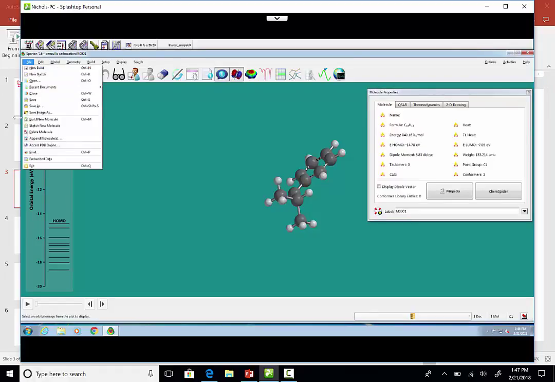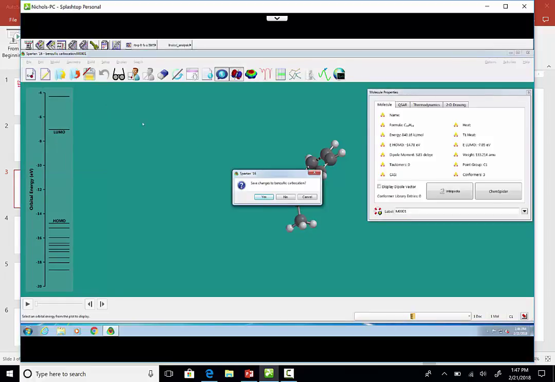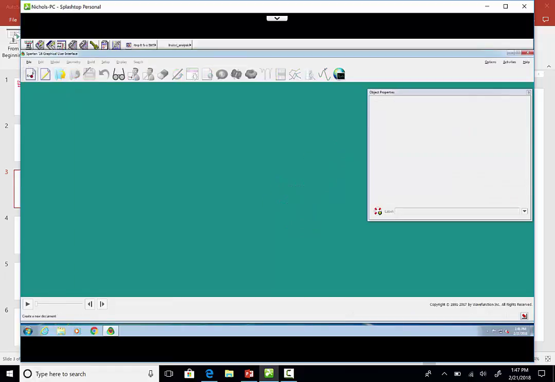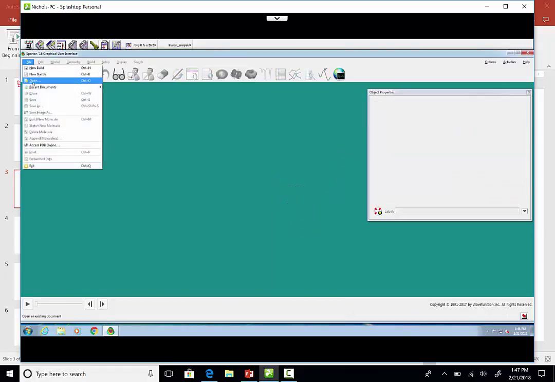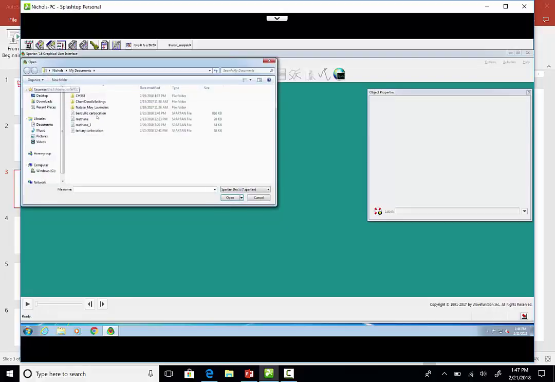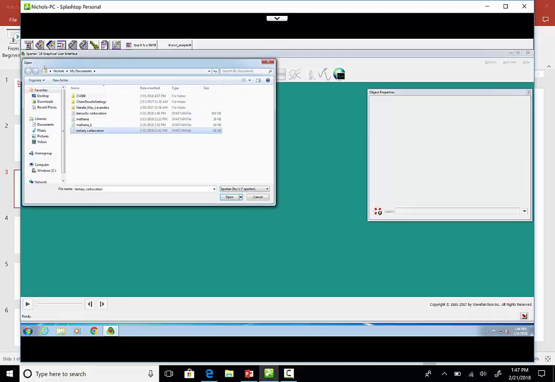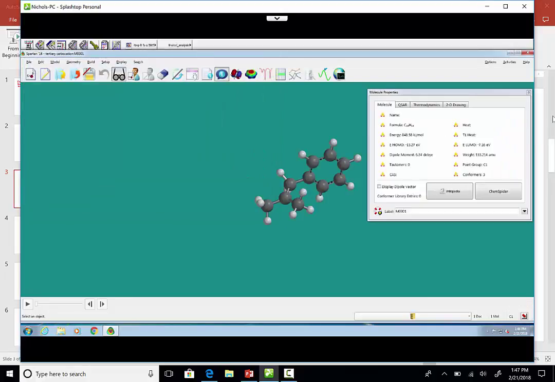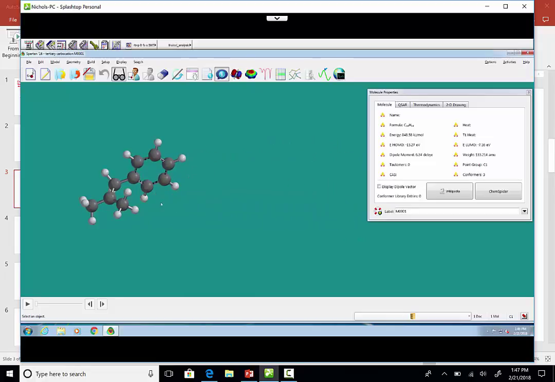And I say close. Yeah, we'll save the changes. And then I come over here and I say, let's open this up. And now let's do the tertiary carbocation. So here is my... and this is exceptionally slow because I'm logged into my computer up in the lab that has the expensive software that's running this.